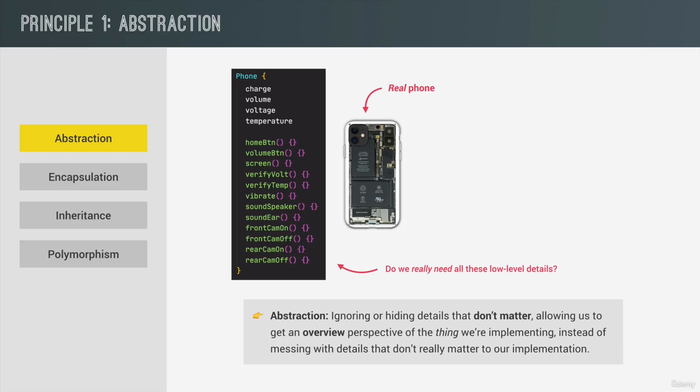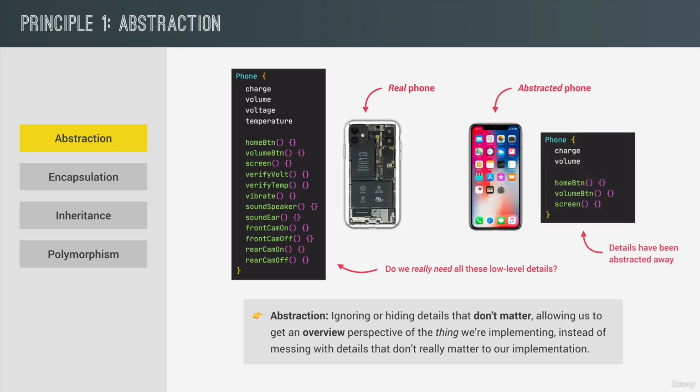So in reality, when we interact with a real phone, all of these details have been abstracted away from us as the user. And all that we're left with is a simple phone that we basically only interact with using the home button, volume buttons, and the screen. Everything else is gone because we simply don't need it as a user. So the phone then operates kind of as a black box without us seeing what is happening inside.